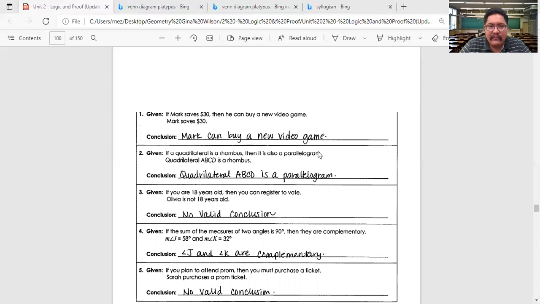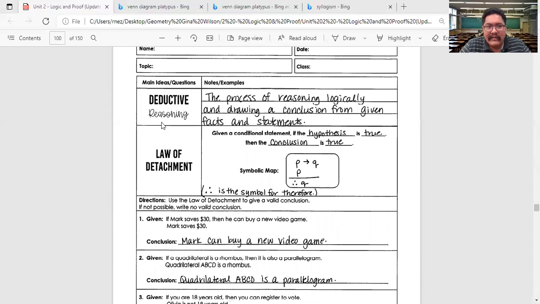I think I went too far down. So this next one here is deductive reasoning. That's what we're working on today. Deductive reasoning is the process of reasoning logically and drawing a conclusion from given facts and statements.